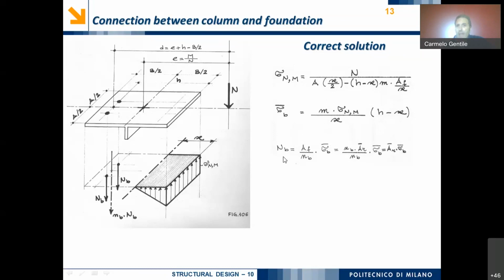Okay, and so by multiplying the value of the stress in the bolt by the area of the bolt and dividing by the number of the bolt, I will obtain the resulting tension force in each one of the bolts. So basically it's a little bit tricky, but remembering these equations that are quite easy, it's not so difficult to solve this kind of solution.